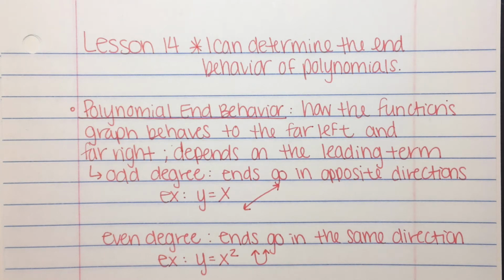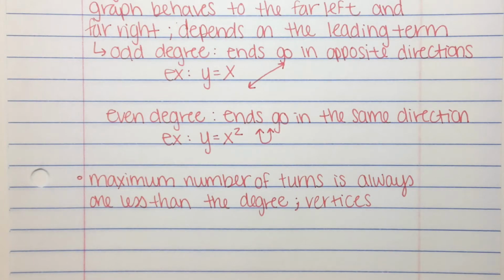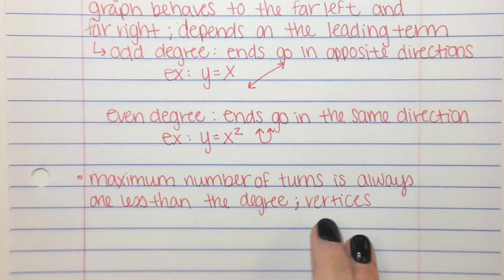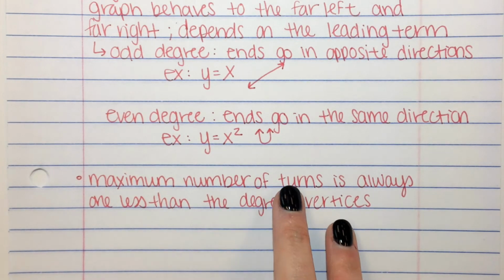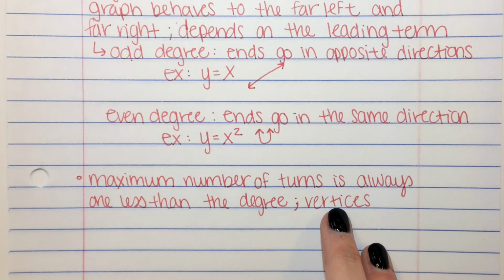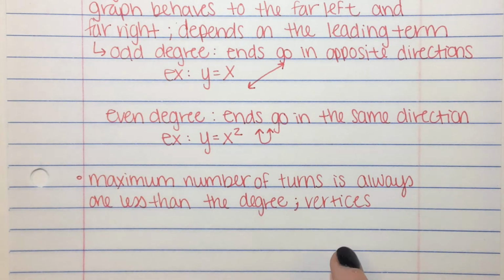Okay, one last little note before we move on to our little chart. The maximum number of turns in a polynomial is always one less than the degree. And that's also true for the vertices. So the number of turns and the vertices are synonymous. They mean the same thing. And the maximum number is always one less than the degree. We're not going to use that much right now. We might talk about it more in depth later, but it's just an important little note to know.